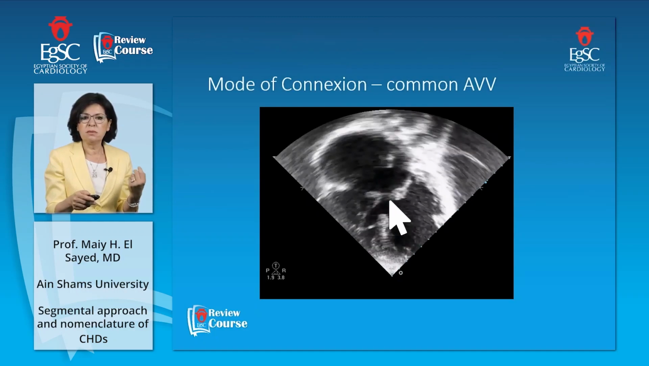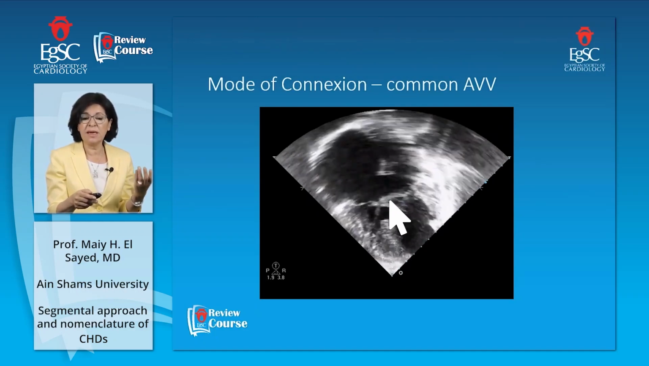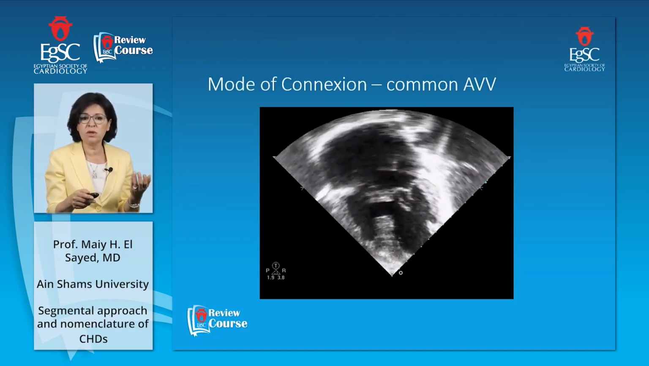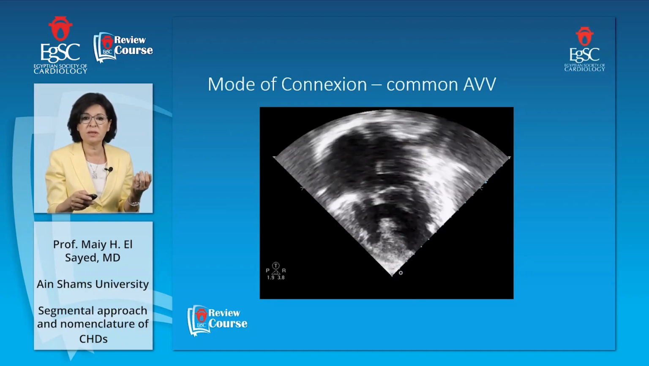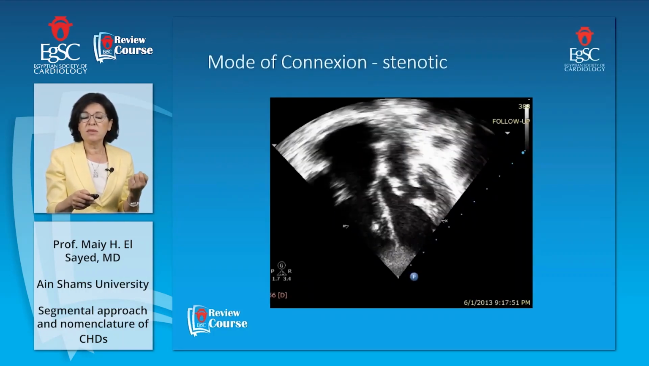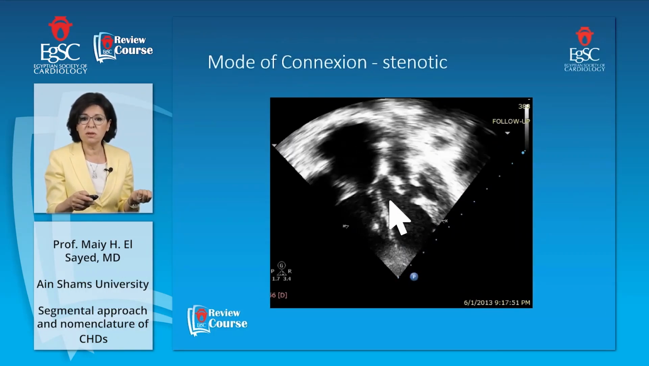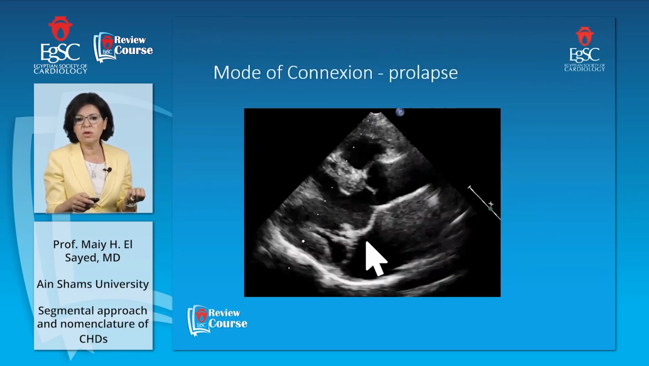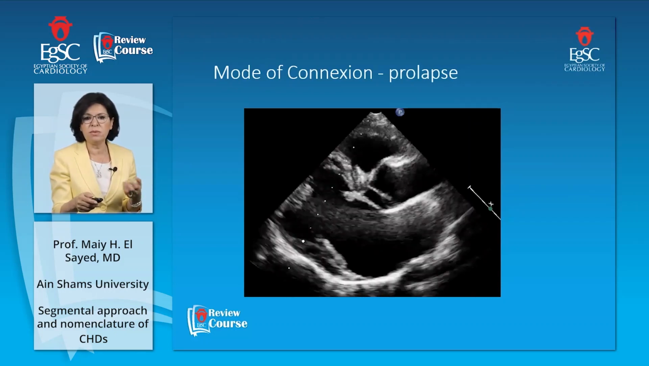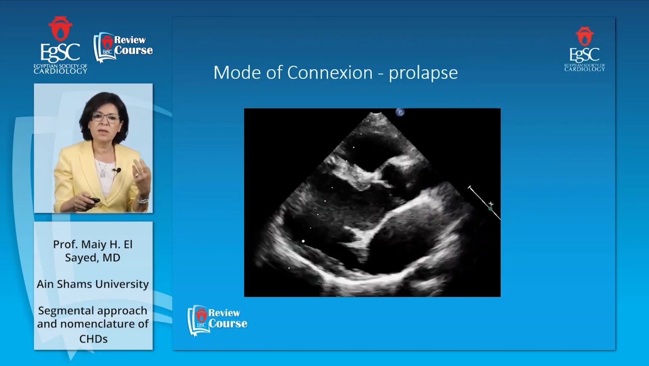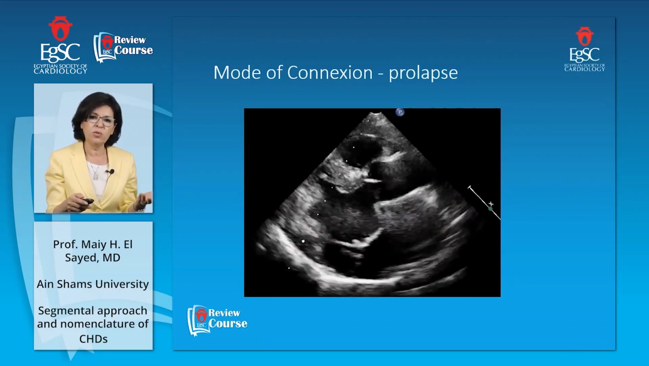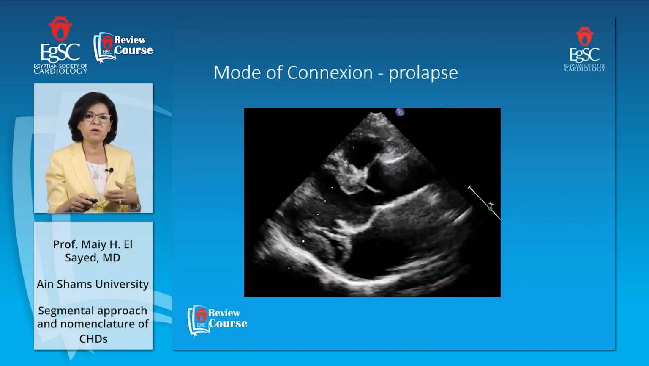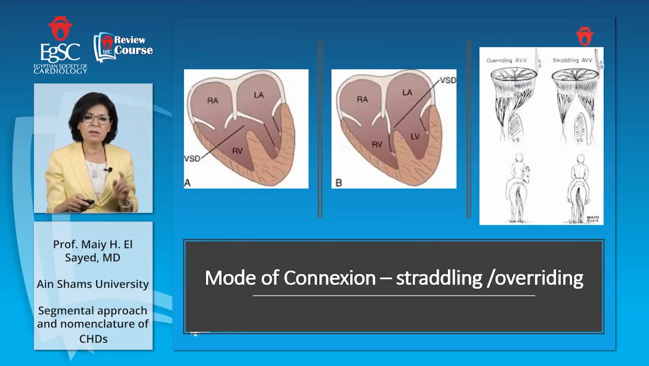This is a common AV valve connecting, this is again AV concordance, but with a common AV valve like in AV septal defect. This is AV concordance with a stenotic mitral valve, so it can be stenotic. And this is AV concordance with a prolapsing mitral valve, so it can be stenotic, prolapsing. It can be a common valve, it can be two patent valves, two regurgitant valves, two stenotic valves, and so on. And then there is the confusion of straddling and overriding.